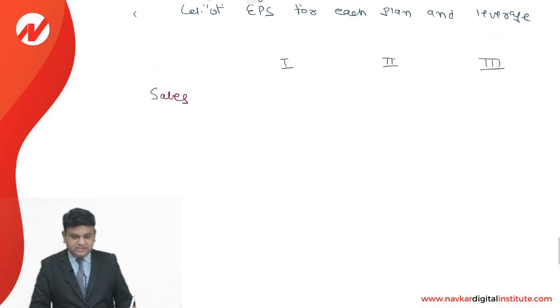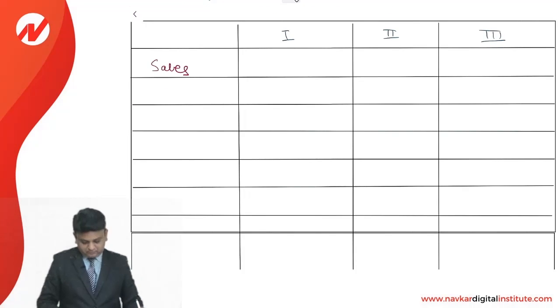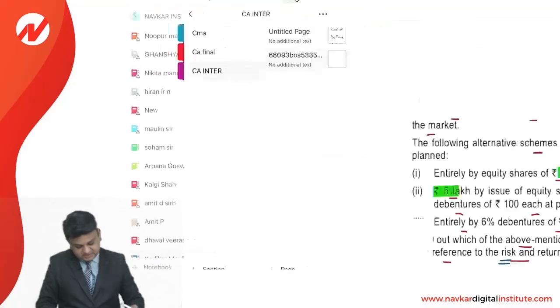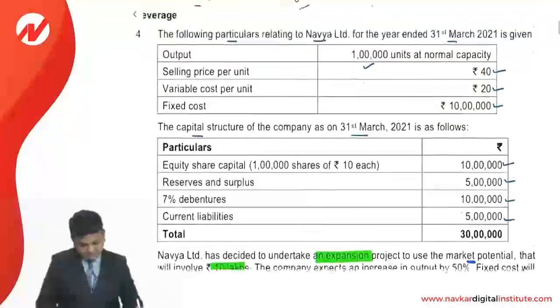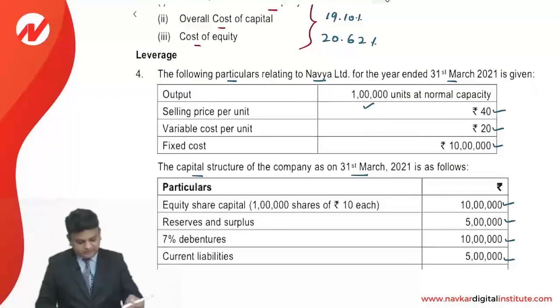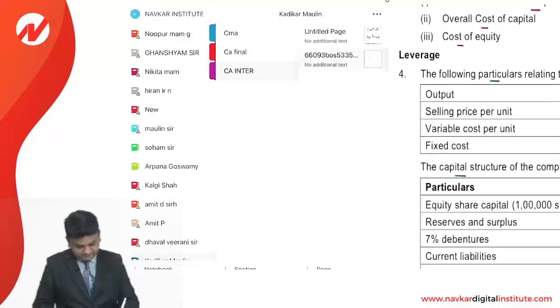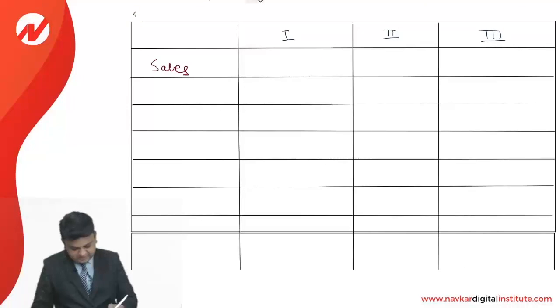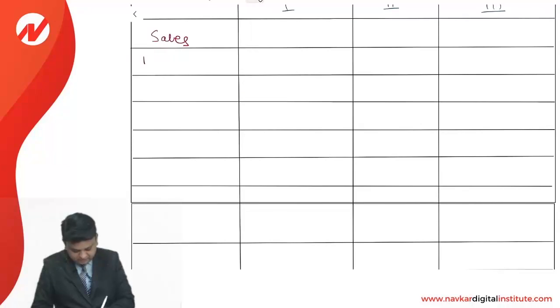We start with the sales and will go up to the earning per share and the leverage calculation. As far as sales is concerned, as per the given information, there is an increase in the output by 50%. So this 1 lakh units plus 50% gives 1,50,000, and the selling price is 40. So we understand that it is 1,50,000 into 40.